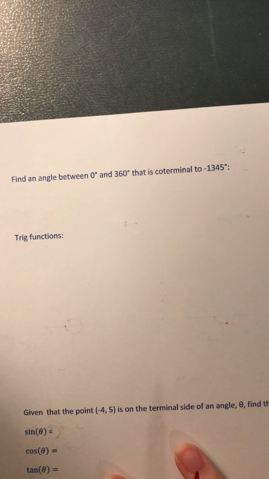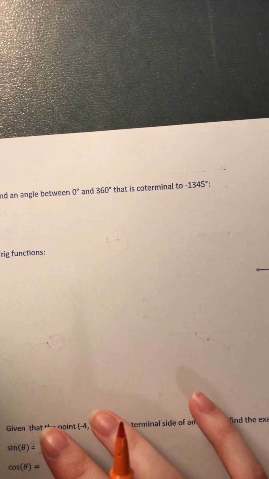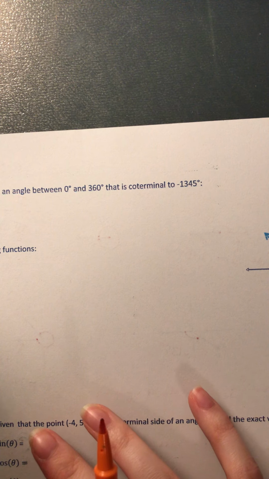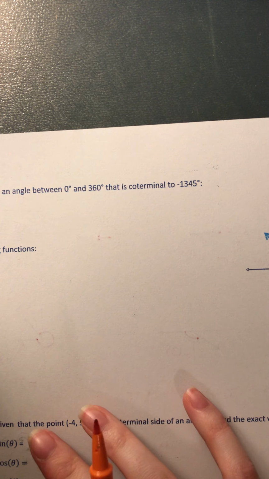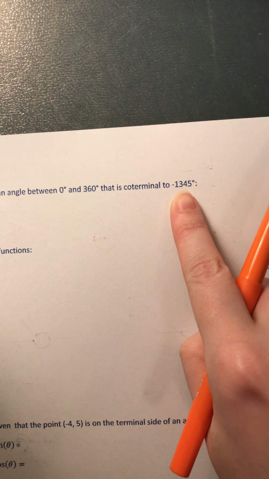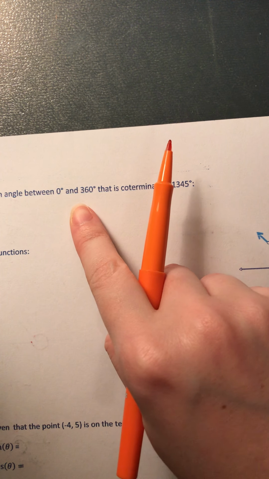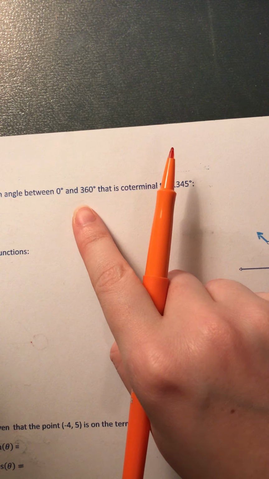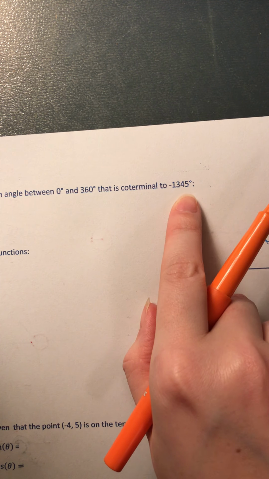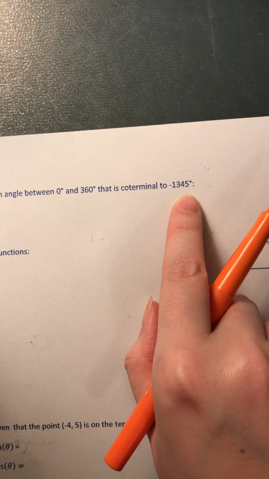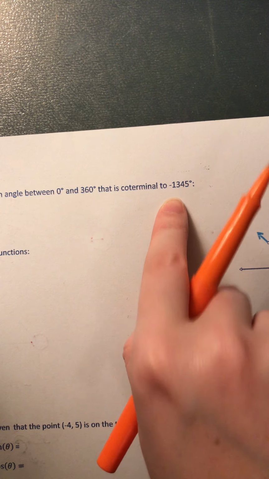So on the back of our notes, find an angle between 0 and 360 that is coterminal to negative 1345. Okay. So right now we have a negative angle and we want to end up with a positive one. So let's ask ourselves, should we add 360 or subtract 360? If we subtract 360, we're going to get more negative, and that's not a good thing. So I'm going to add 360s until we get something positive.